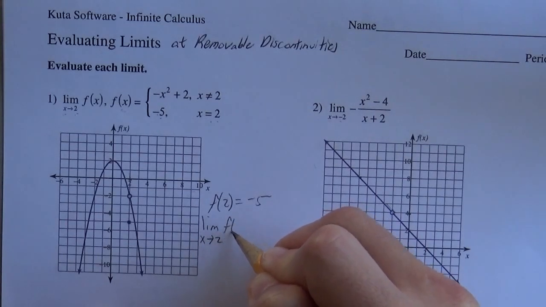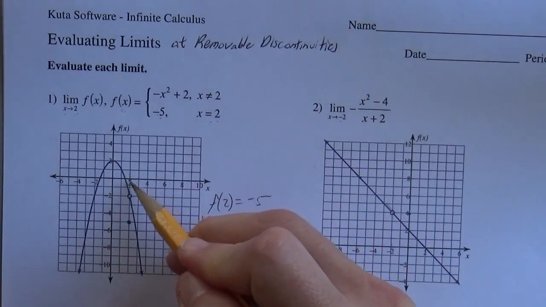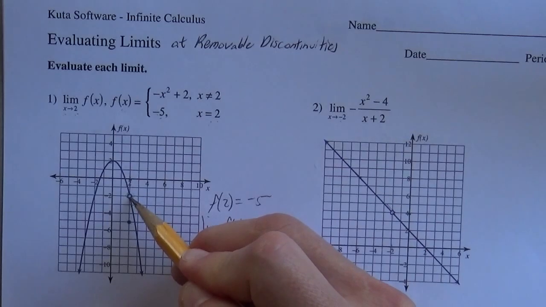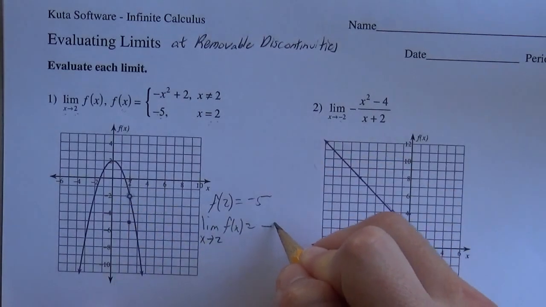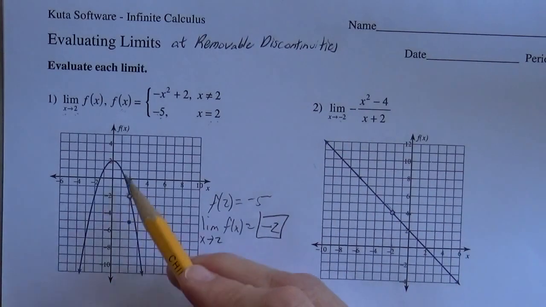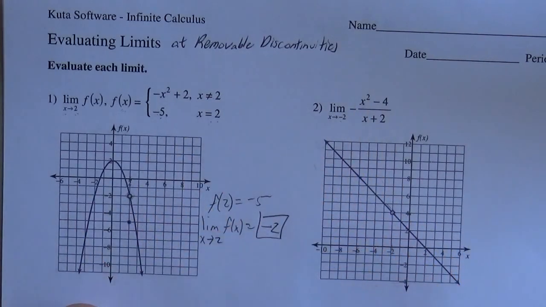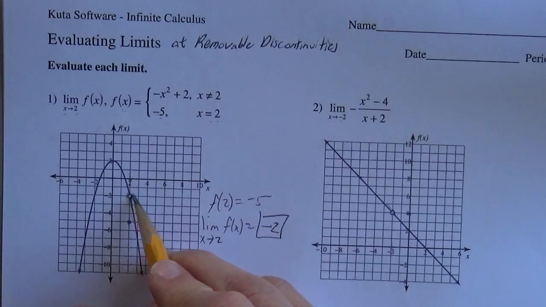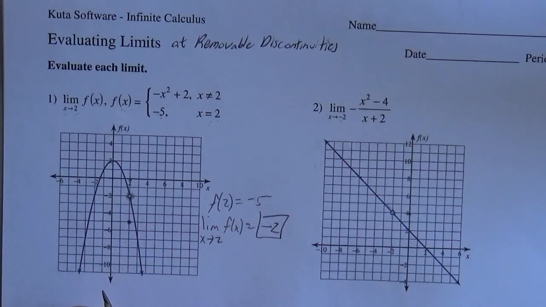When x approaches 2, the y value is approaching this point here. It wants to be -2. And that's what the limit is. So this function is clearly not continuous. We'll talk about that in another video. It's not going to be just that -5, but the limit, that's the point that we're approaching, and that's that guy.